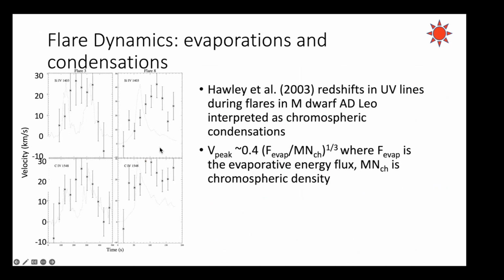If you go down into the FUV, this is a paper by Suzanne Hawley a while ago now, who found redshifts in UV lines during flares in the M dwarf AD Leo that were interpreted as chromospheric condensations, things that, along with the chromospheric evaporation, material is moving downward, lower into the chromosphere. They predict what the peak velocities were, and for these large flares, you can expect velocities on the order of several tens of kilometers per second.